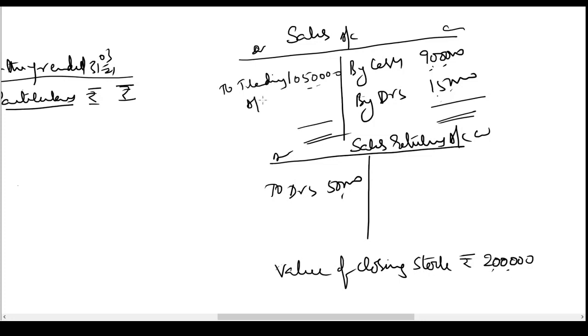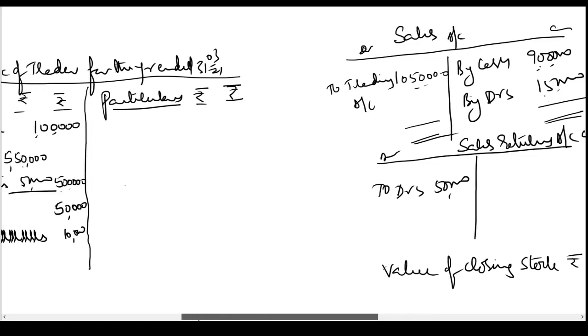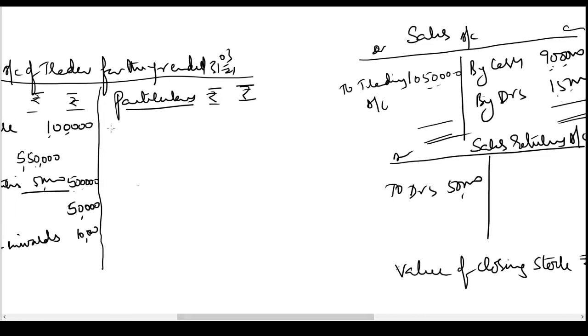So if I write to trading account here, in trading account I have to write by sales. When I write to trading account, it means I am writing an entry here, sales account to trading account. Every posting has a journal entry behind it. Sales account to trading account. In trading account I have to give credit posting. So I go to my trading account, I write by sales, in the inner column 10 lakh 50,000.